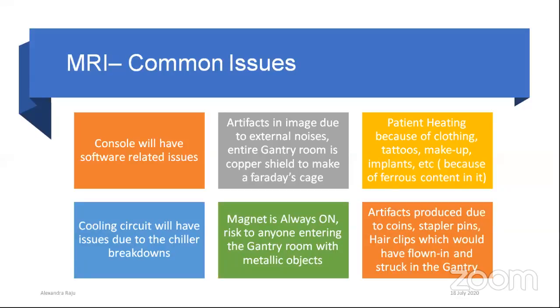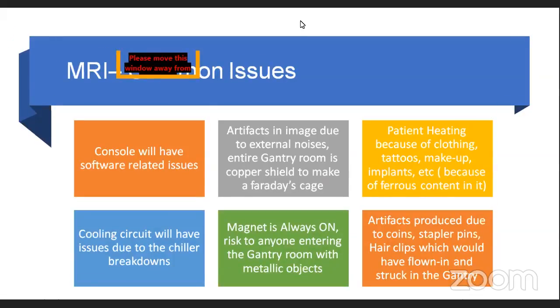So MRI rooms will be shielded with copper so that the magnetic property is not lost. The magnetic property stays within that room itself. To shield that electromagnetic property, we are using this copper shield, which is also called Faraday's cage. Most of the artifacts can be avoided with the help of this Faraday's cage.